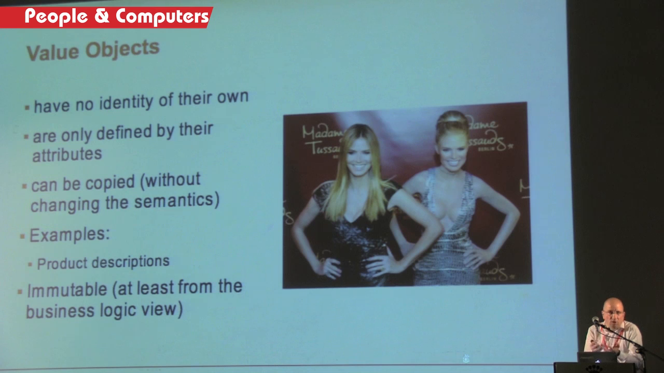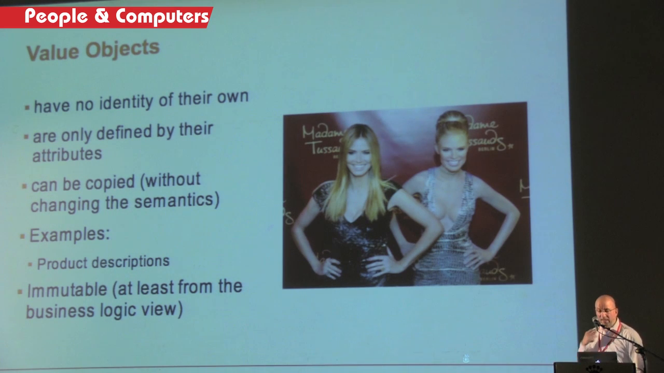So if you have value objects, they must be immutable, at least from a business point of view. Of course, internally they might change, but as far as the attributes that describe them in terms of the business, they must be immutable. An example of such a value object might be a product description. You can copy the product description around at will, and it's still a valid product description.